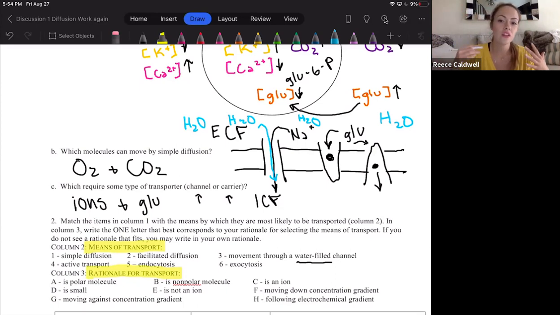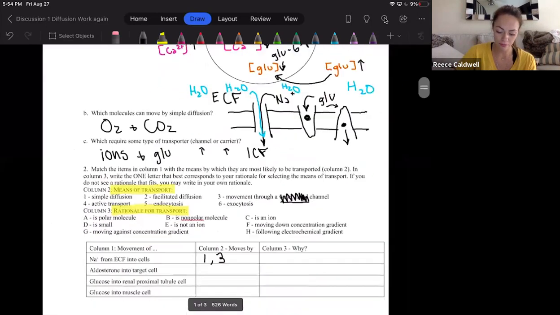However, water will move through all other types of channels. That's why we normally just call them channels. So don't let this water-filled portion confuse you. We're just talking about moving through our channel.